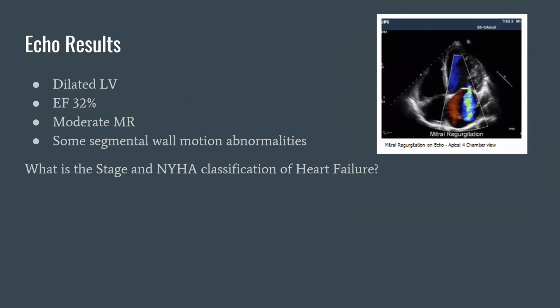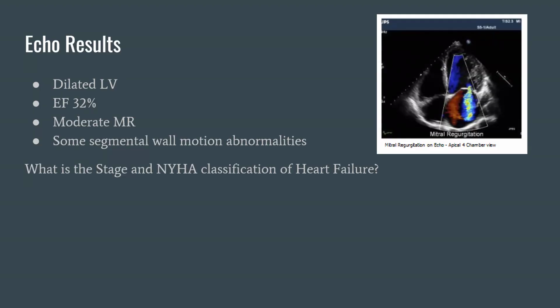So the echo results show a dilated LV, ejection fraction is 32%, moderate MR, and some segmental wall motion abnormalities. So now what do you guys think? Defibrillator, maybe. So the defibrillator isn't something, I don't know if I clarified this, that you'd get from the jump.